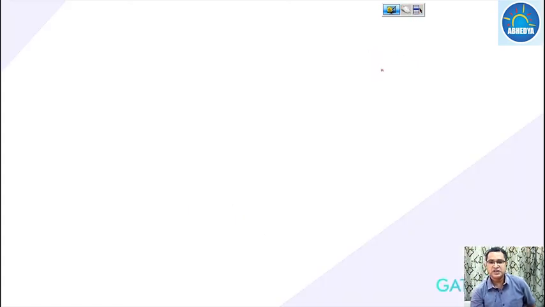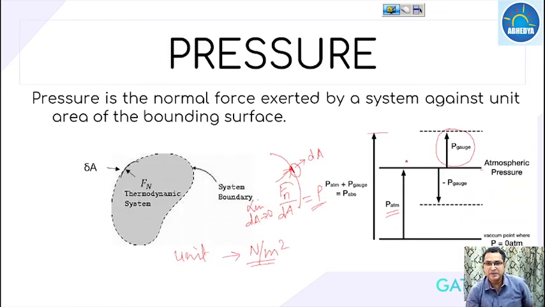When the gauge pressure is positive, then atmospheric pressure plus gauge pressure, this will constitute the absolute pressure. This line shows the absolute pressure.